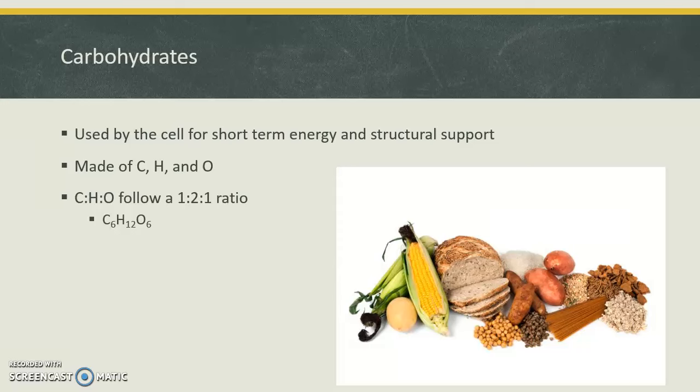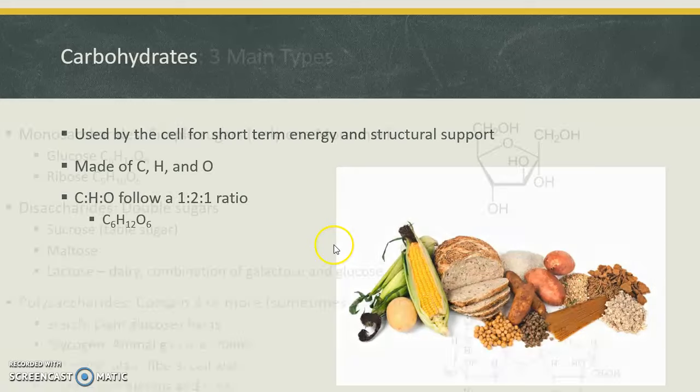Some of the distinguishing characteristics is carbohydrates are made of carbon, hydrogen, and oxygen. And they always follow in the same exact ratio. So for every one carbon, there are two hydrogens and one oxygen. So here we have 6 carbons, which means we have 6 oxygens, and 12, or 2 times the number of carbons, hydrogens. So it's kind of a cool distinguishing characteristic of that.